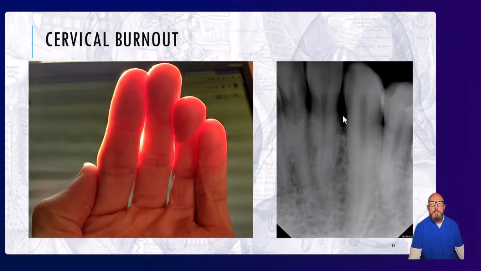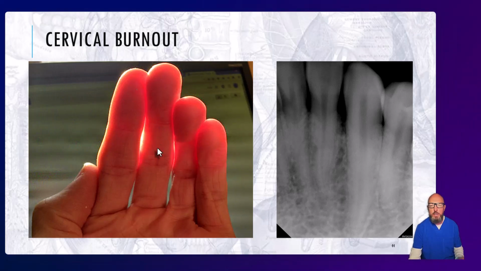All right, then a couple things specifically just for interpretation. First one, cervical burnout. This is the radiolucent appearance that you see around the cervical region of teeth. Sometimes it can be mistaken for root caries. So two things create it. First, subsurface scattering of x-rays. It's the same physical principle as shining a light through your hands.